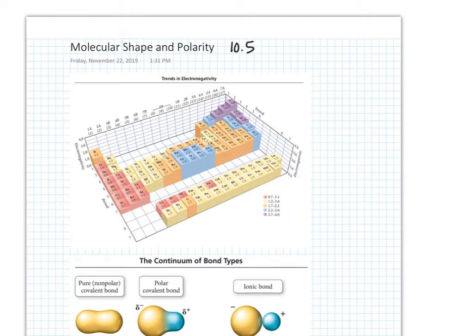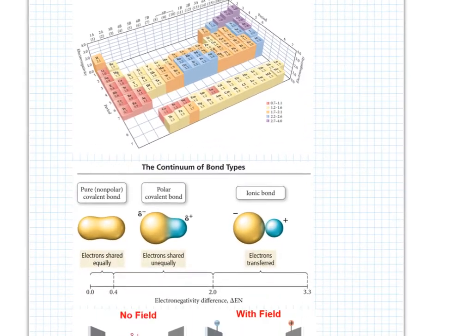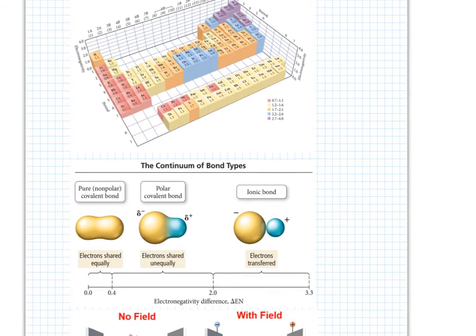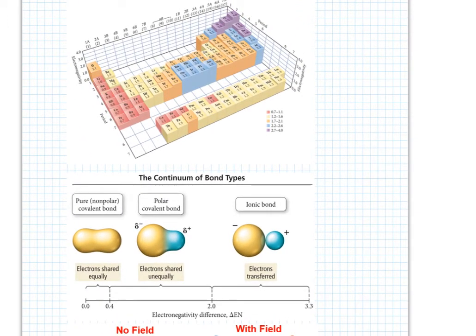Now, you might be thinking to yourself, well, didn't we already talk about polarity? Back in chapter 9, this figure was shown, and it shows that if you have a difference in electronegativity of two different atoms between 0 and 0.4, we call that a purely covalent bond. If it's from 0.4 to 2.0, we call it a polar covalent bond. More than 2.0, 2.0 to 3.3, we call it an ionic bond. Okay, so that was what we talked about back in chapter 9.